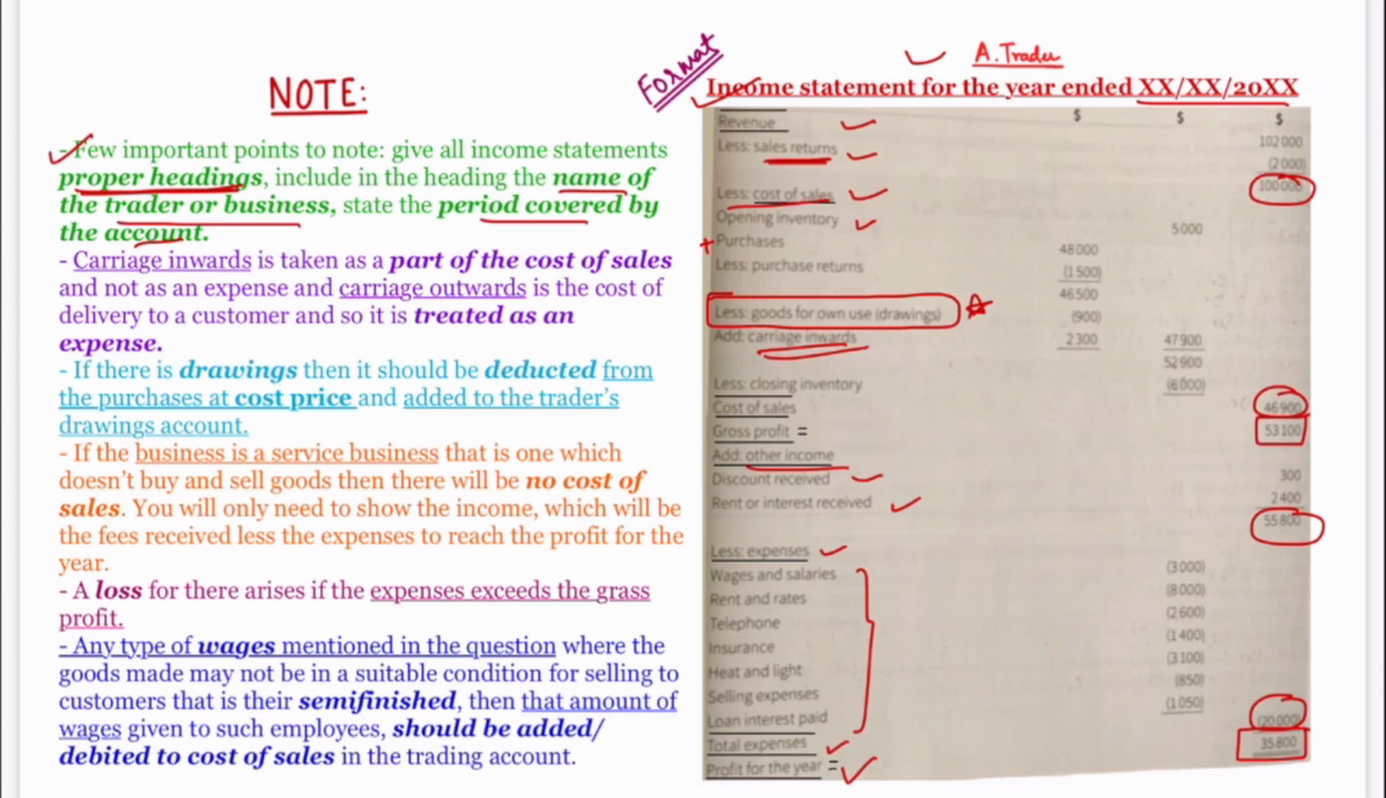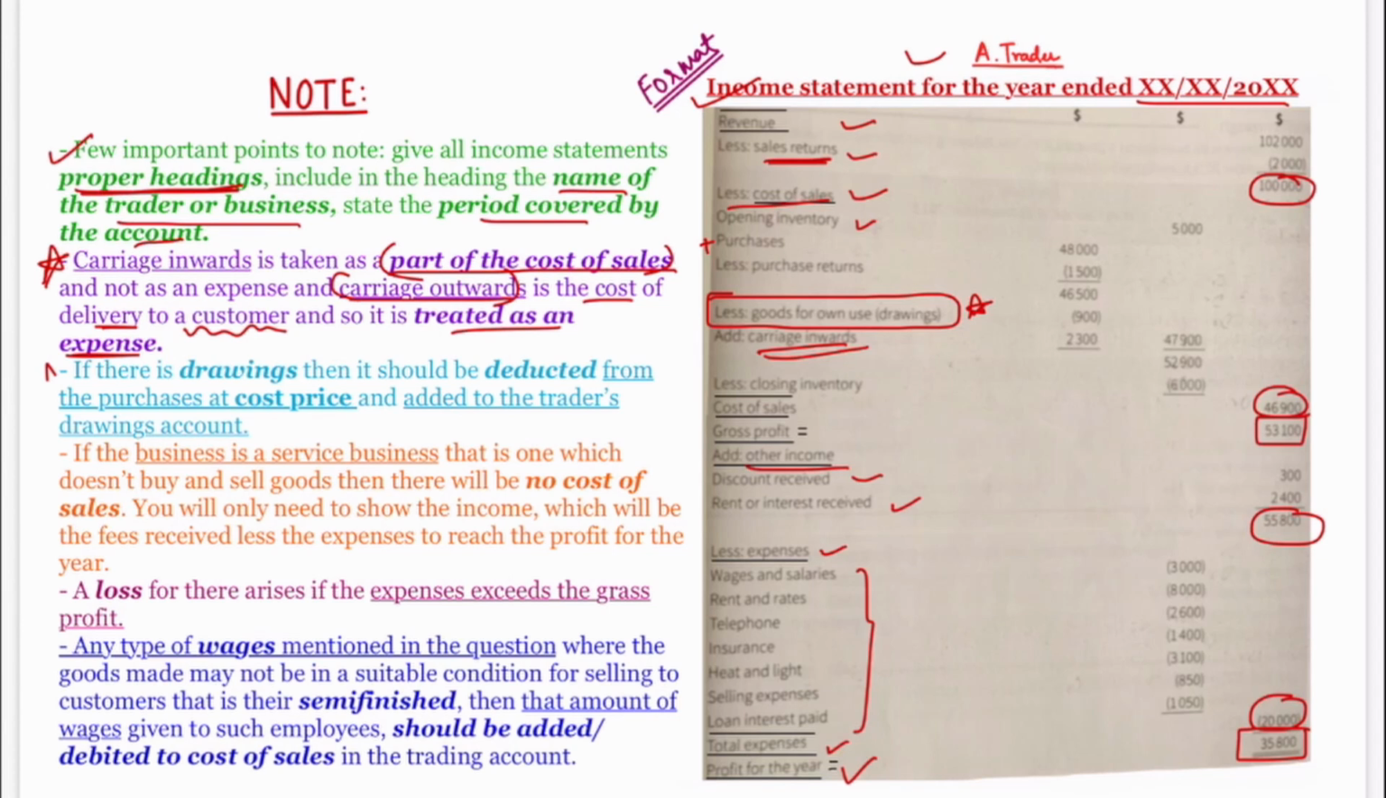Next, carriage inwards is taken as a part of cost of sales. Okay, this is important. In a hurry, you may miss out or write here and there, but it is very important that while marking in the trial balance at the start of the question, write it over there, carriage inwards, and next to it, that this will go in the trading account cost of sales and not as an expense. And carriage outwards is the cost of delivery to the customer, and so that is treated as an expense but not the cost inwards.